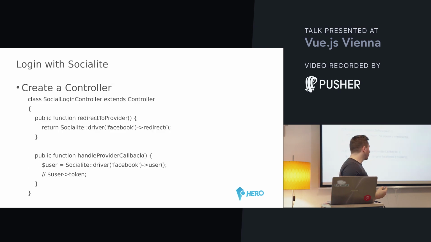In the controller for the routes, you see the 2 functions, redirect to provider and handle provider callback. It's as simple as that. Socialite does everything for you. It creates for you the route to the provider, to Facebook, for example, in the first method, and it gets for you the user, so it parses automatically the callback from Facebook into a user object.